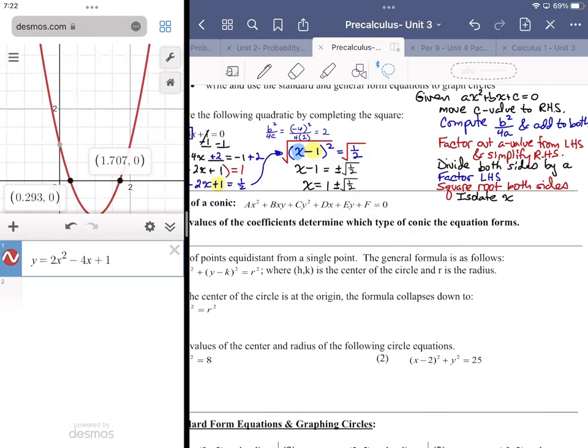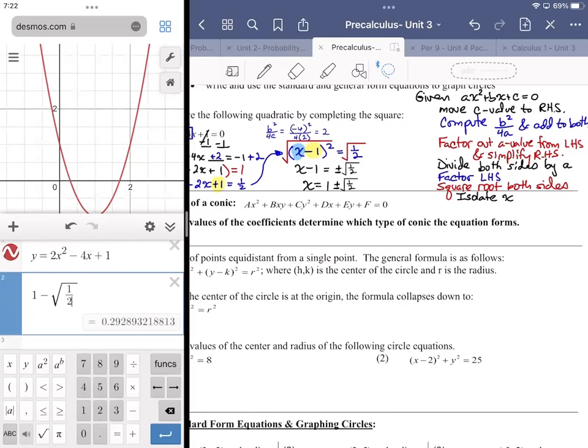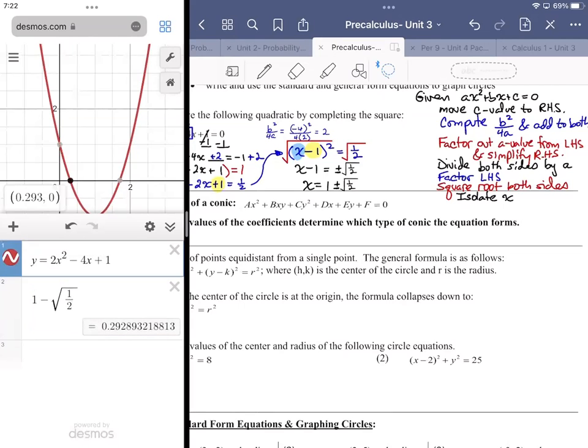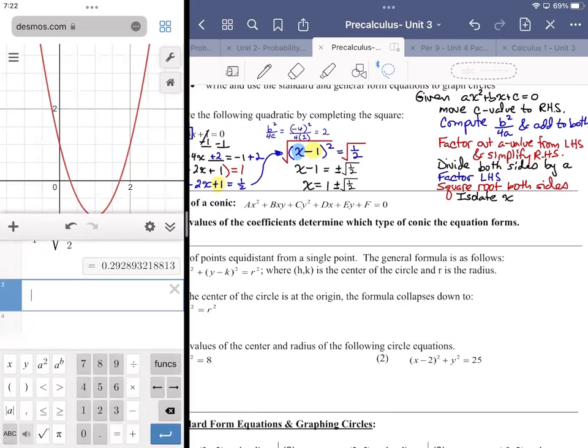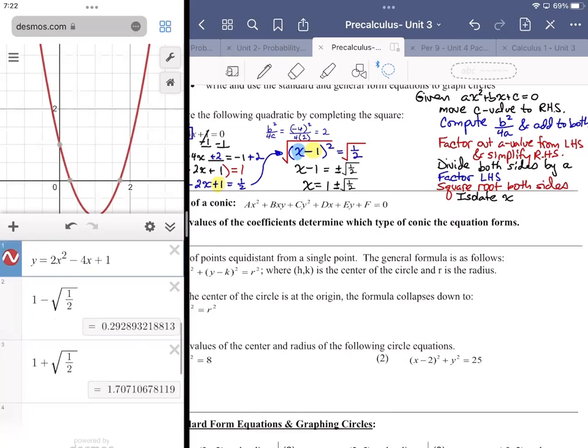So 1 minus the square root of 1/2, that's 0.293. 1 plus the square root of 1/2. Compare that with the roots that Desmos showed, and we have what we're looking for.